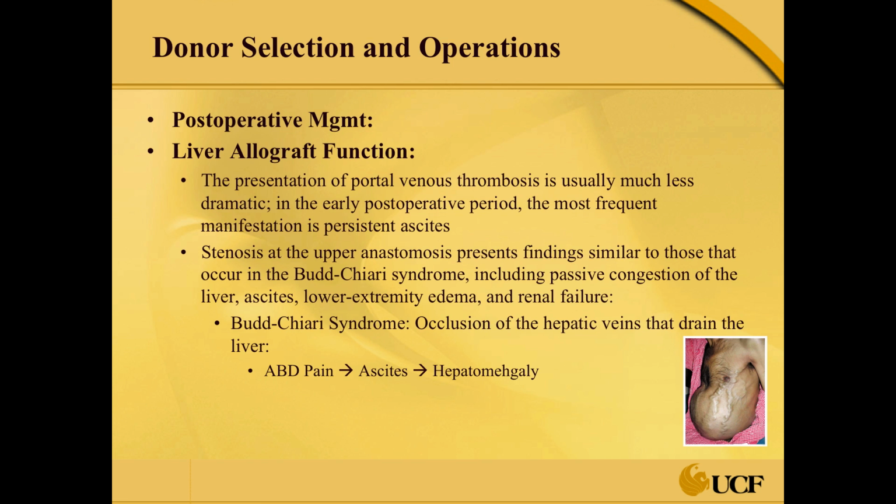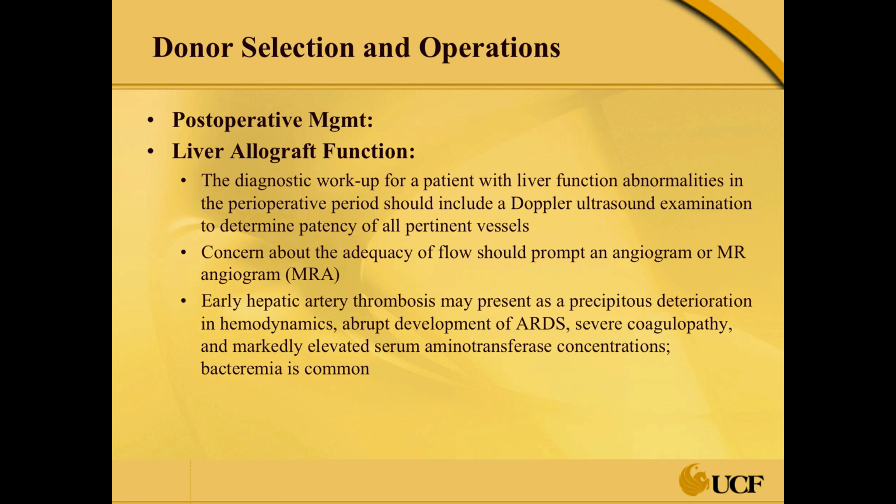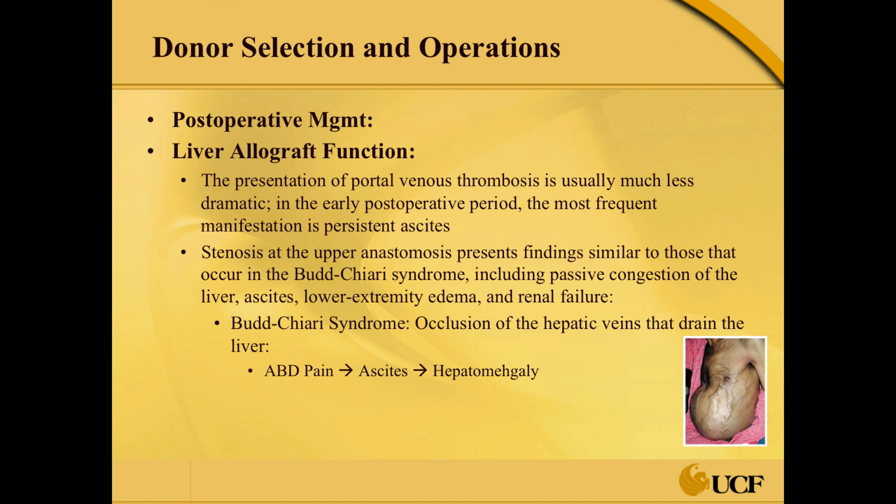The presentation of portal venous thrombosis is usually much less dramatic, so unlike what we saw with the hepatic artery, the venous thrombosis is going to be in the early post-op period, frequently manifested as persistent ascites, all right? And I got one of the most wicked pictures I could find of ascites for you here, all right?